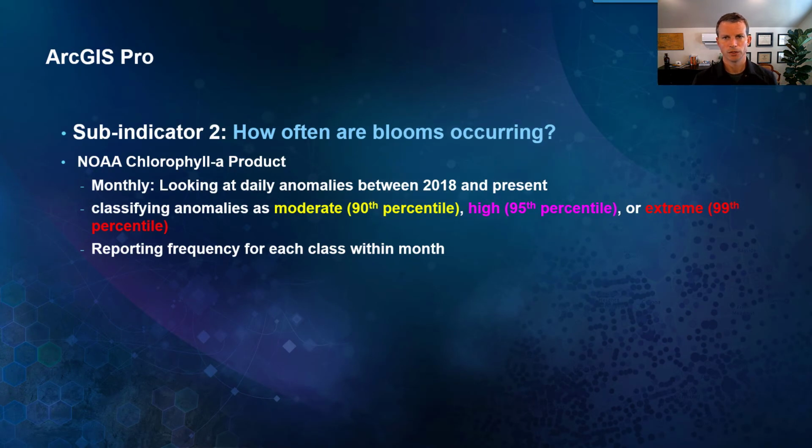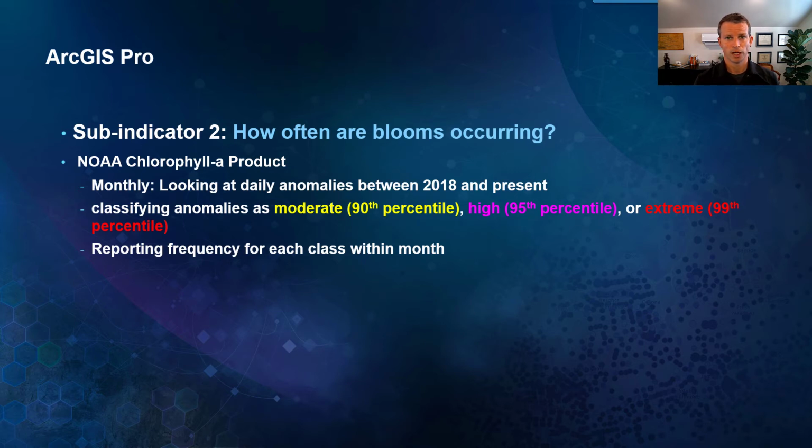For sub-indicator 2, we're trying to answer the question, how often are these blooms occurring? In order to address this question, we use the NOAA Chlorophyll A product that comes off of the VIIRS platform. So we're looking at daily anomalies between 2018 and present and calculating a monthly frequency to describe that.